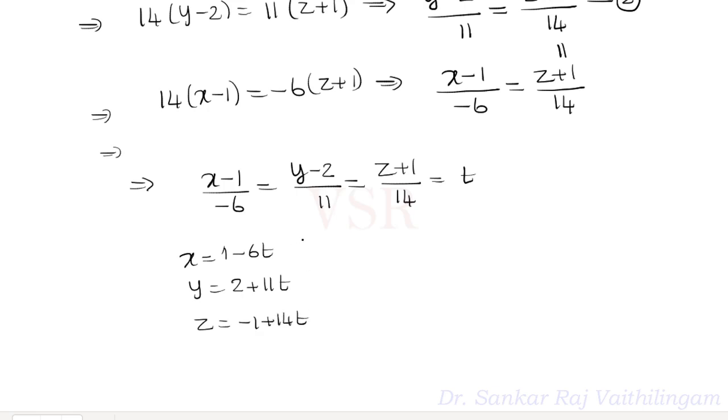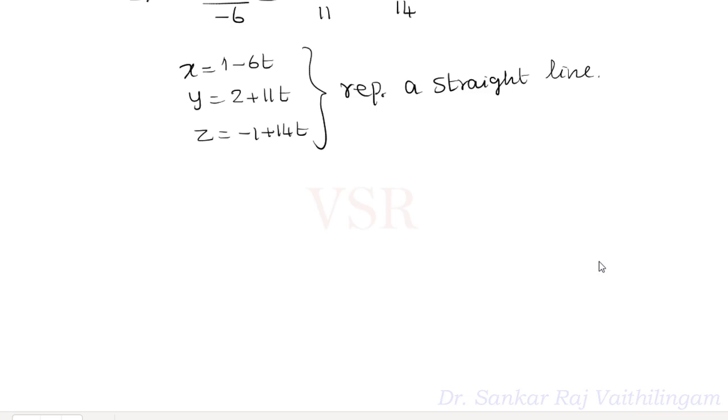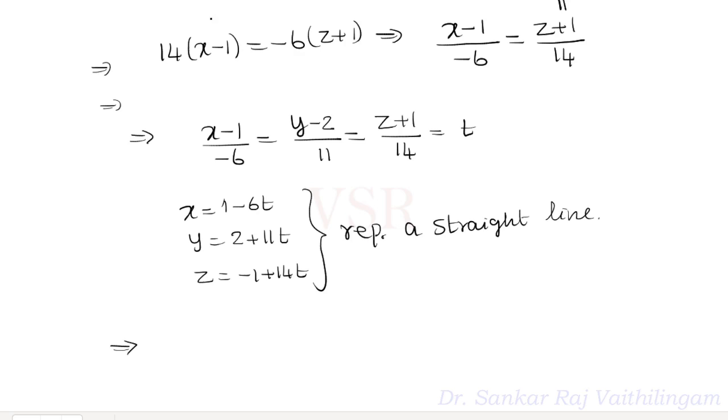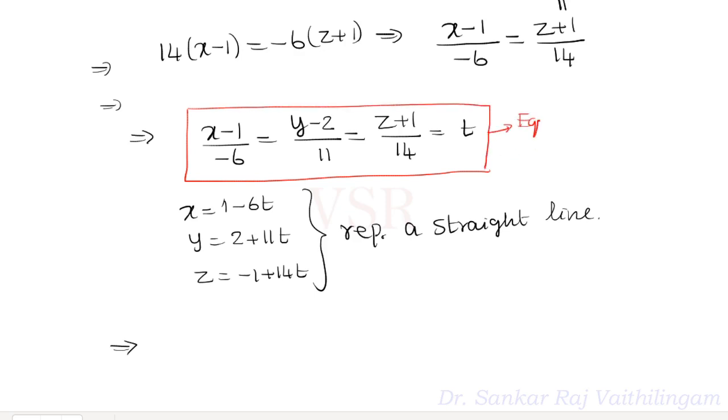So this represents a straight line. Hence, if you just say this, it is enough: this is an equation of the normal line.